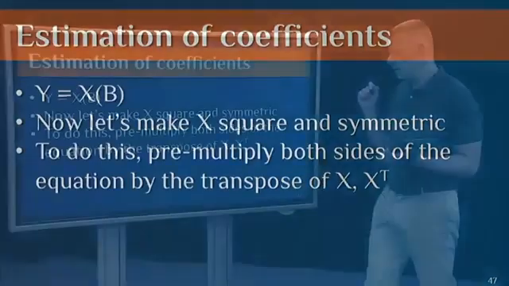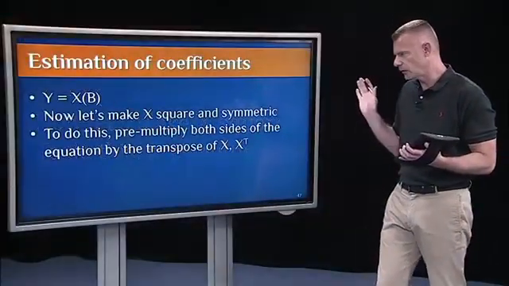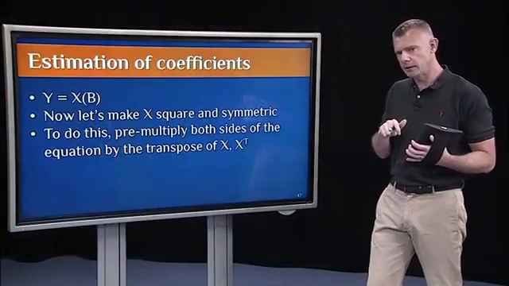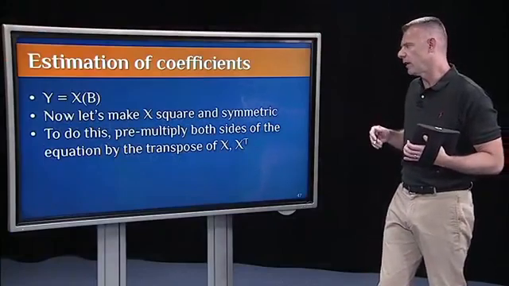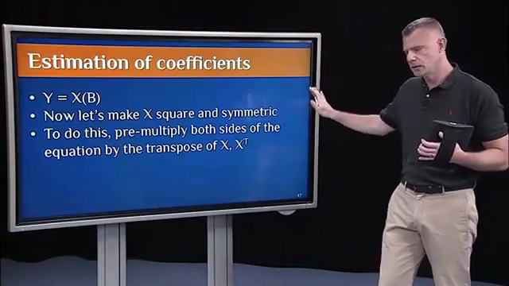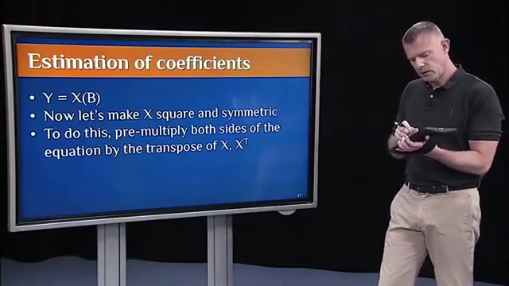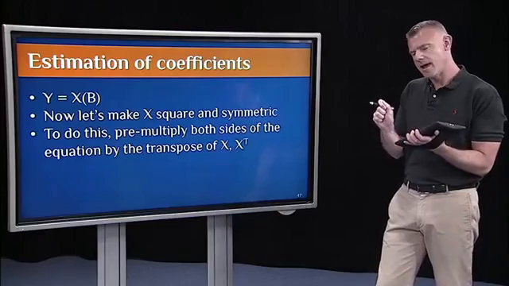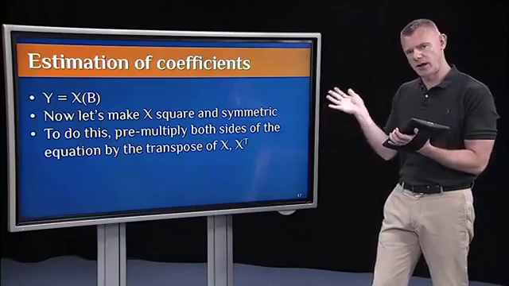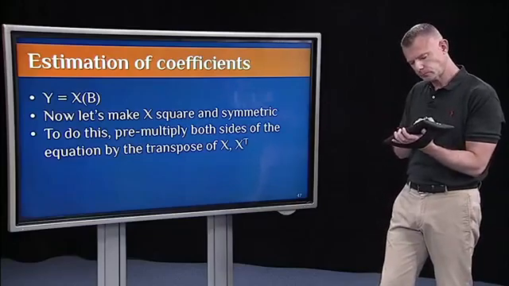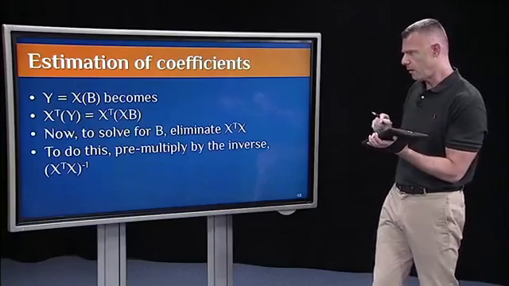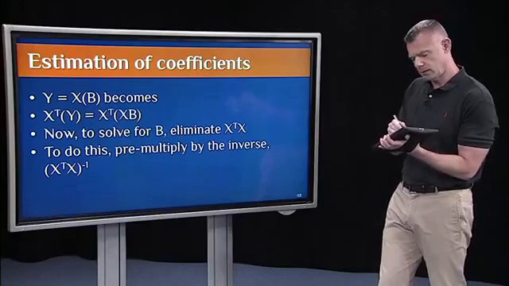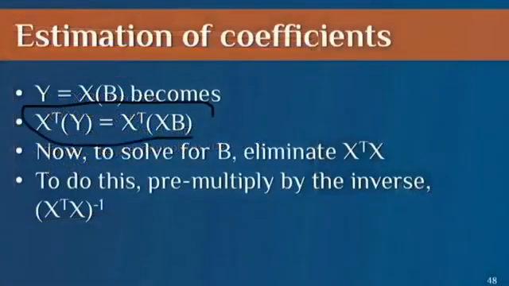Well, let's make x square and symmetric. To do that, I'm going to pre-multiply both sides of the equation by the transpose of x, x superscript t. If I pre-multiply x by its transpose, that's going to make it square and symmetric. And remember, anything I do to one side of the equation, I have to do to the other side. So now, if I multiply each side of the equation by the transpose of x, I get this formula here.